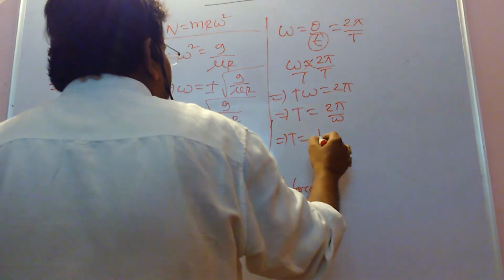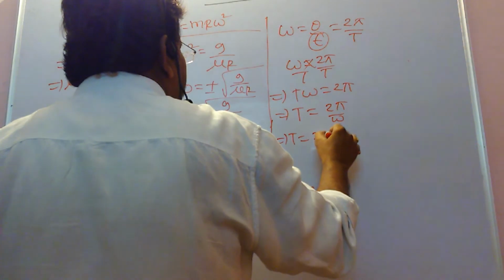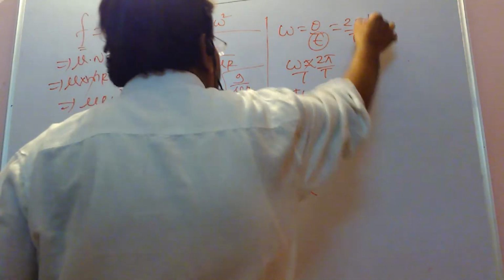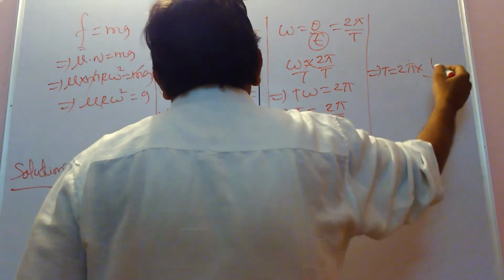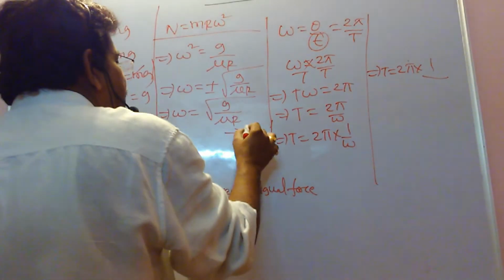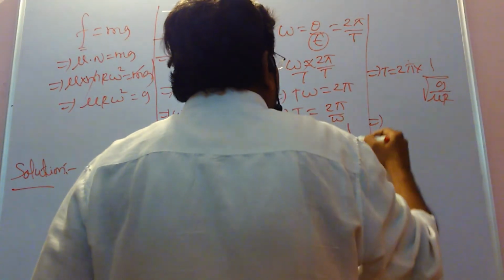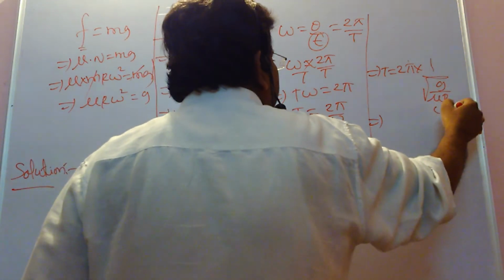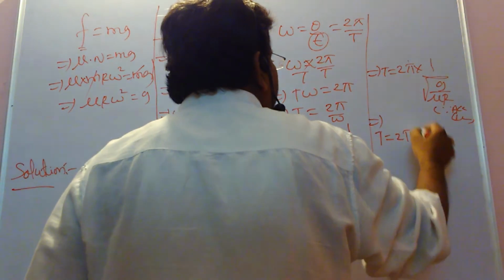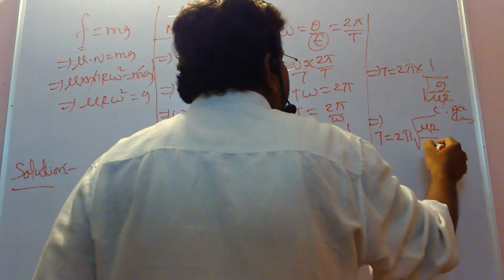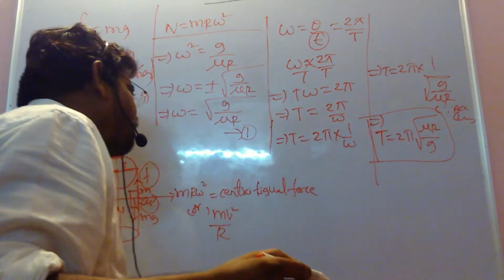So T equals 2 pi into 1 by omega. What is omega? Take the first equation and substitute: square root of g by mu r. So T equals 2 pi into square root of mu r by g. So this is the maximum time period of the revolving cylinder.